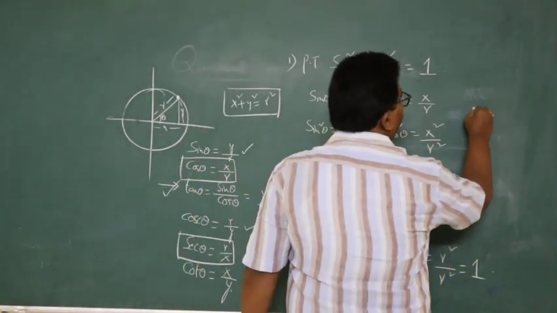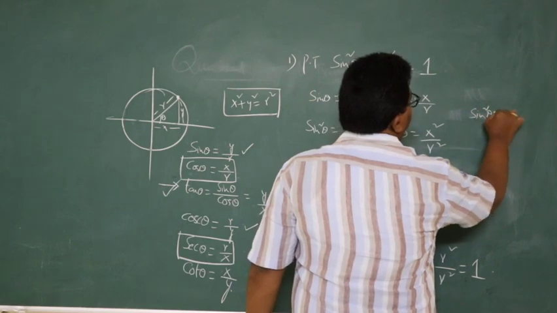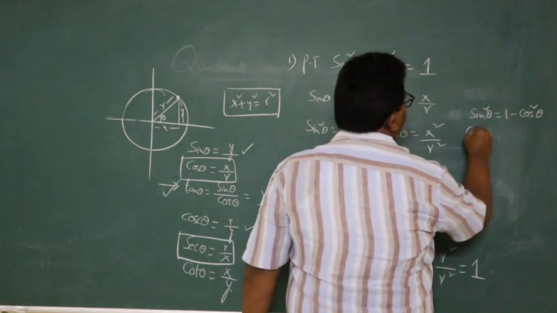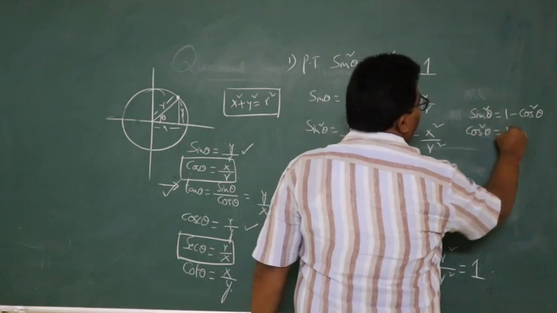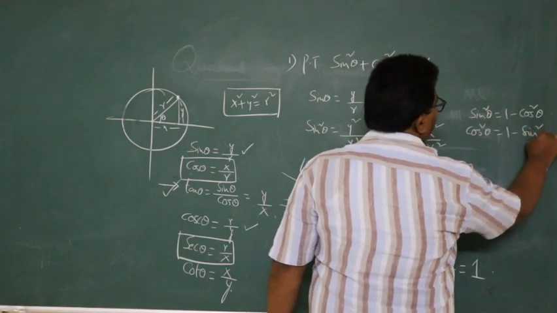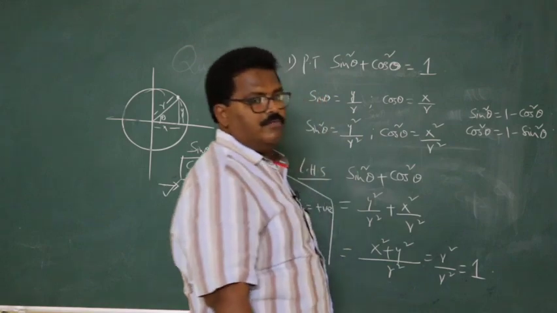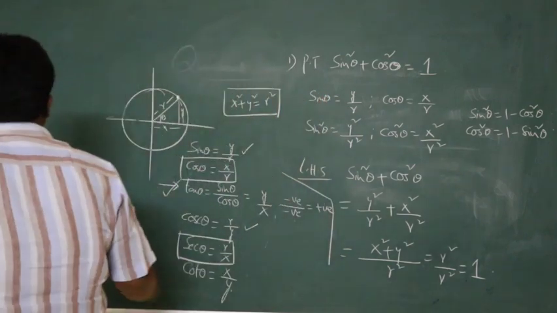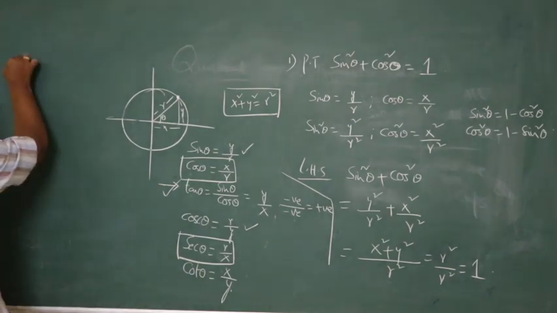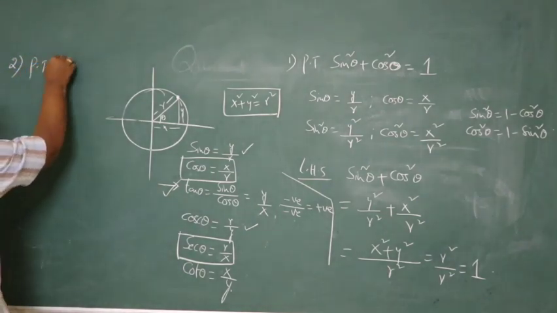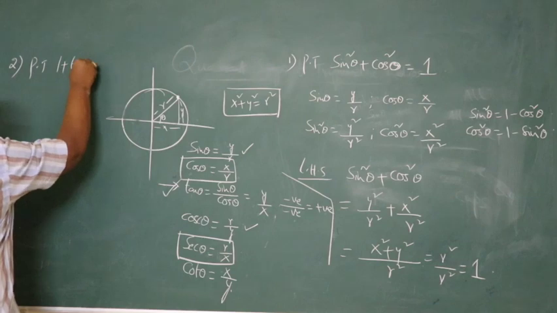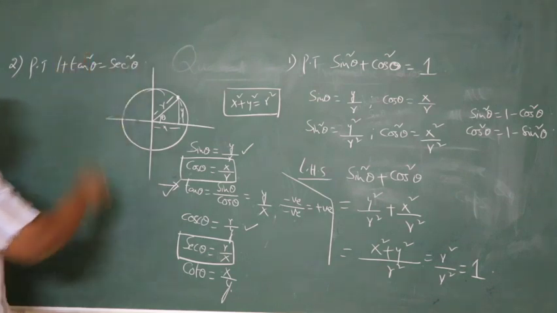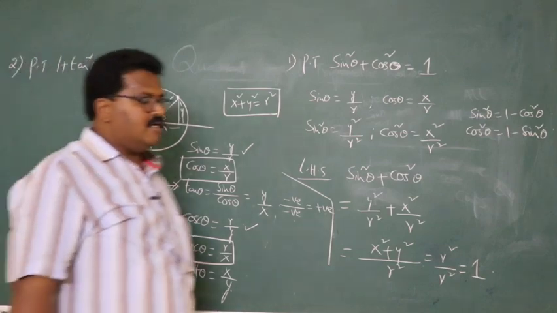From this we can write this also: sin square theta equal to 1 minus cos square theta, or cos square theta equal to 1 minus sin square theta. So we have to remember this. This is the first one. The next identity is: prove that 1 plus tan square theta equal to secant square theta. This is the second identity.